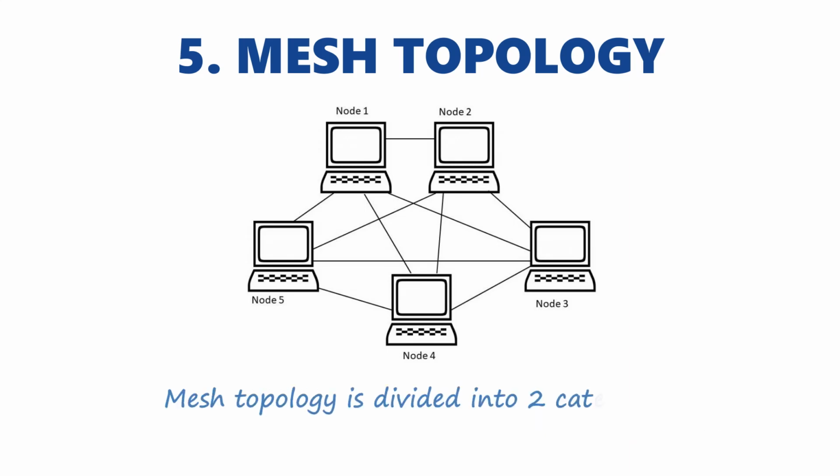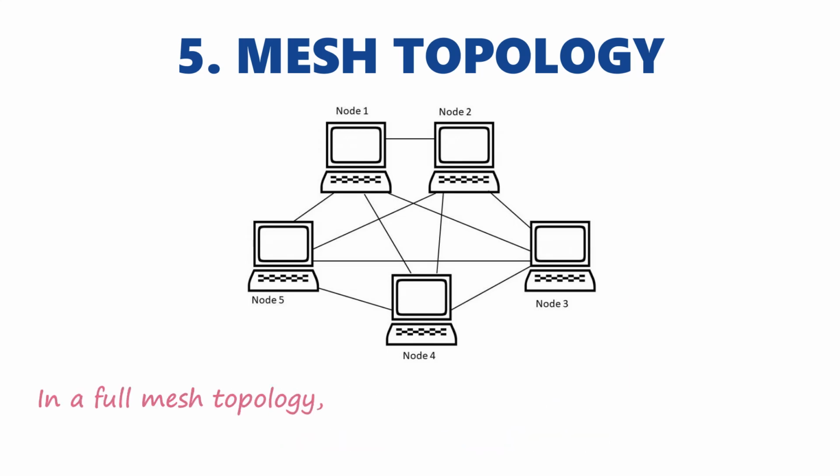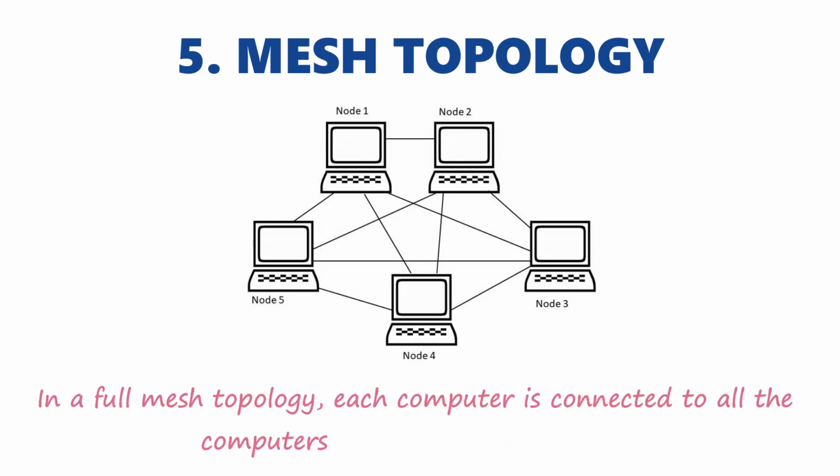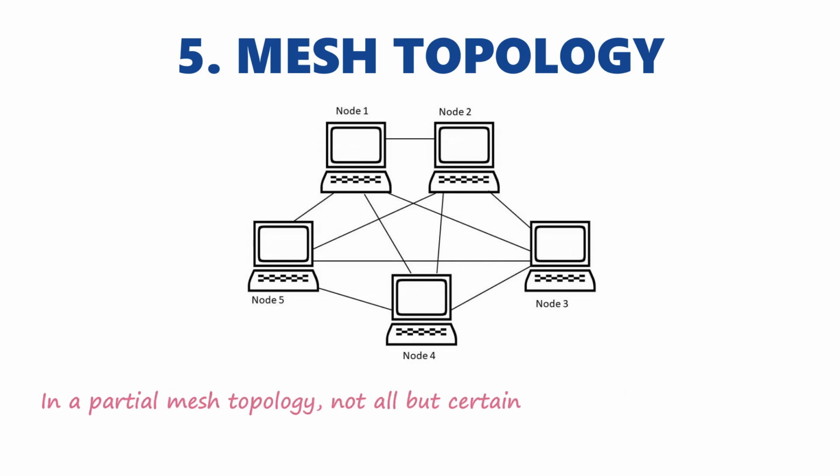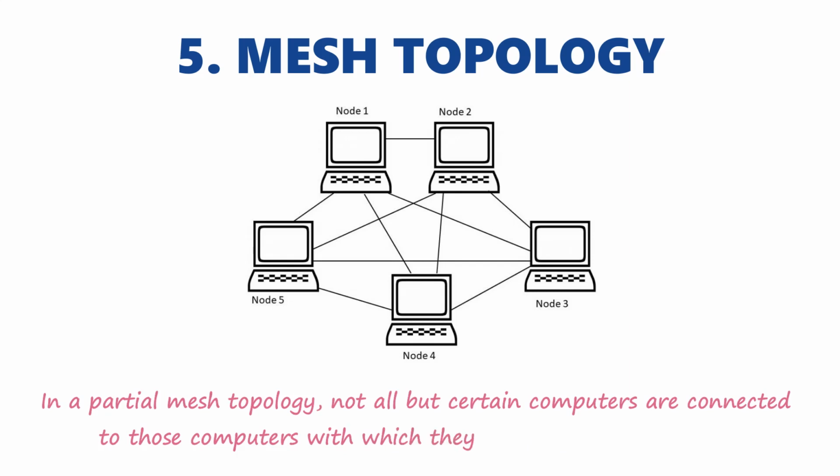Mesh topology is divided into two categories: full mesh and partial mesh. In a full mesh topology, each computer is connected to all the computers available in the network. In a partial mesh topology, not all but certain computers are connected to those computers with which they communicate frequently.